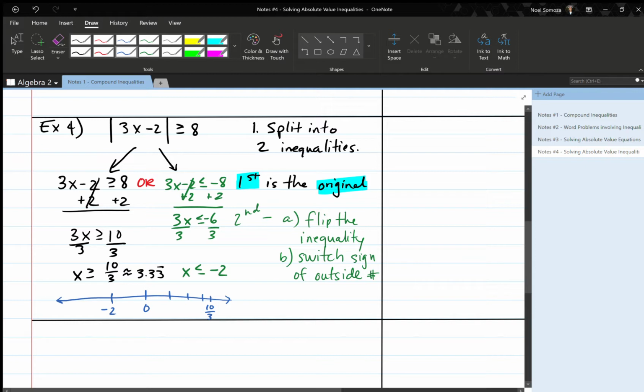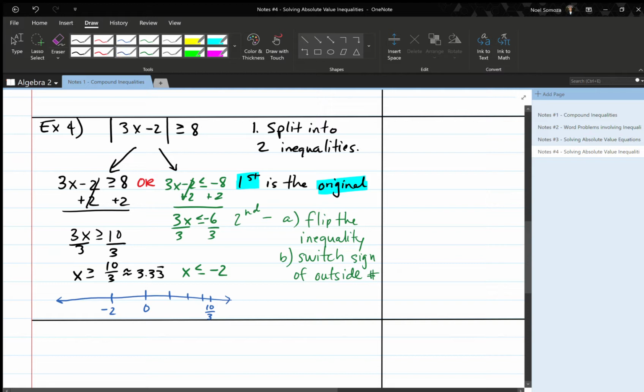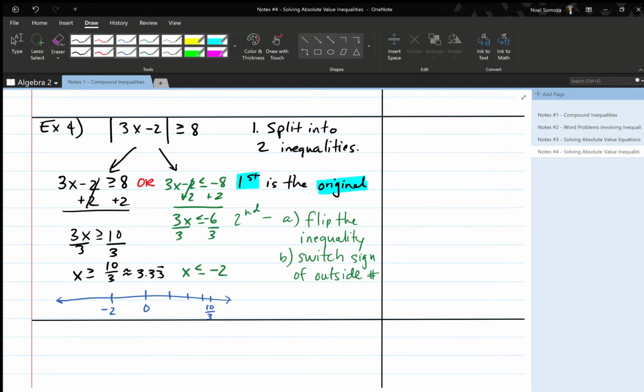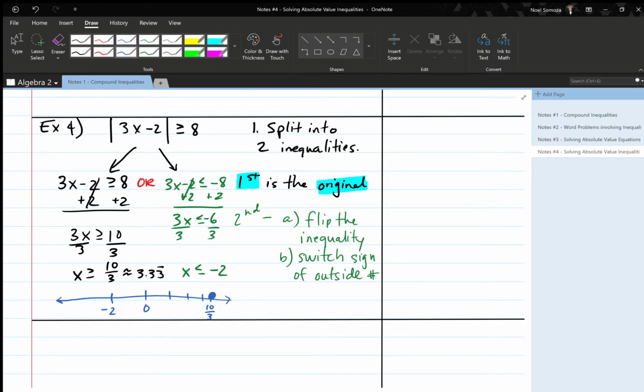All right, so at 10 over 3, open or closed, what do we got? Closed. And which way do we shade? To the right. Okay, x is greater than, so greater than 10 over 3 would be to the right.